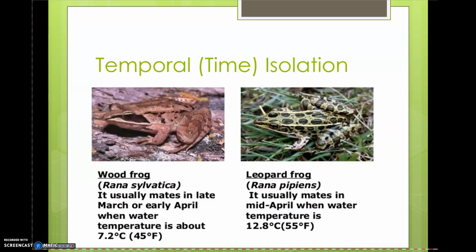So there's these two frogs. We have a wood frog on the left and a leopard frog on the right. And the idea here is these came from the same ancestor frog. And then there was a split, a reproductive isolation. And then we got the wood frog, and now we have the leopard frog.